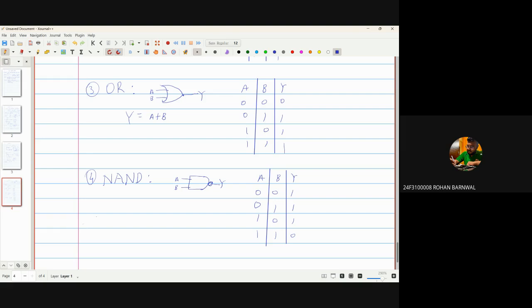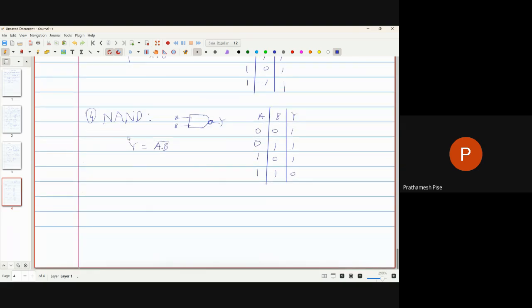And what is the Boolean expression? It will be y equals a dot b, and on that there will be a bar actually. A dot b complement, right? Yes, sir, a dot b bar.